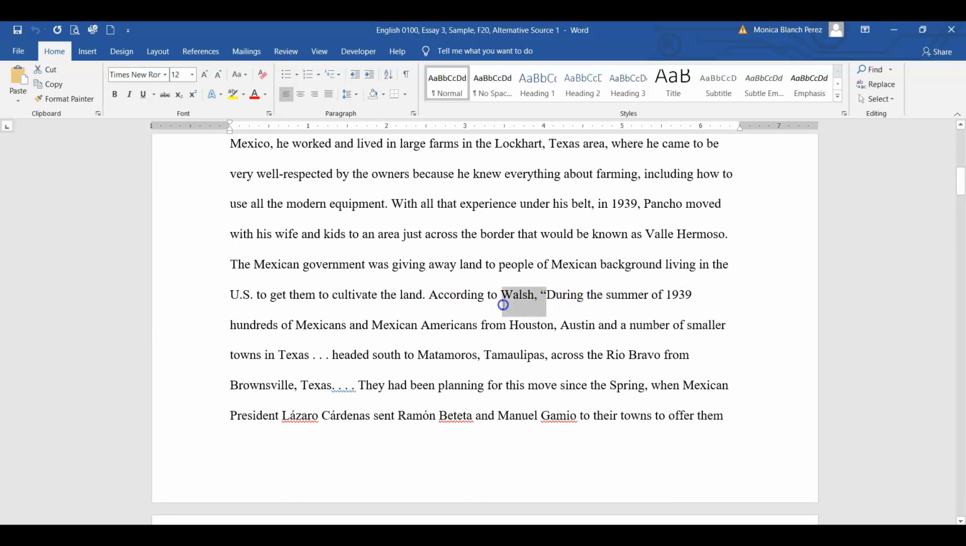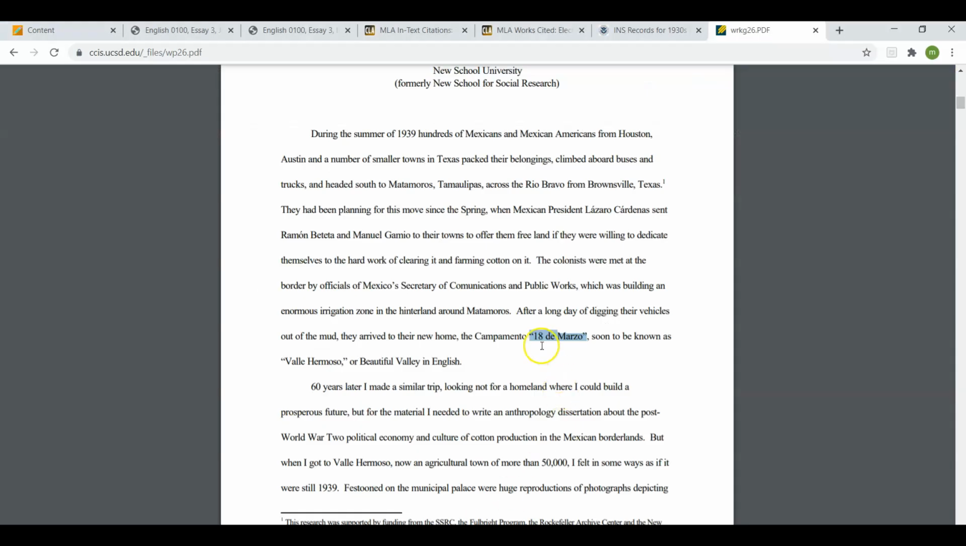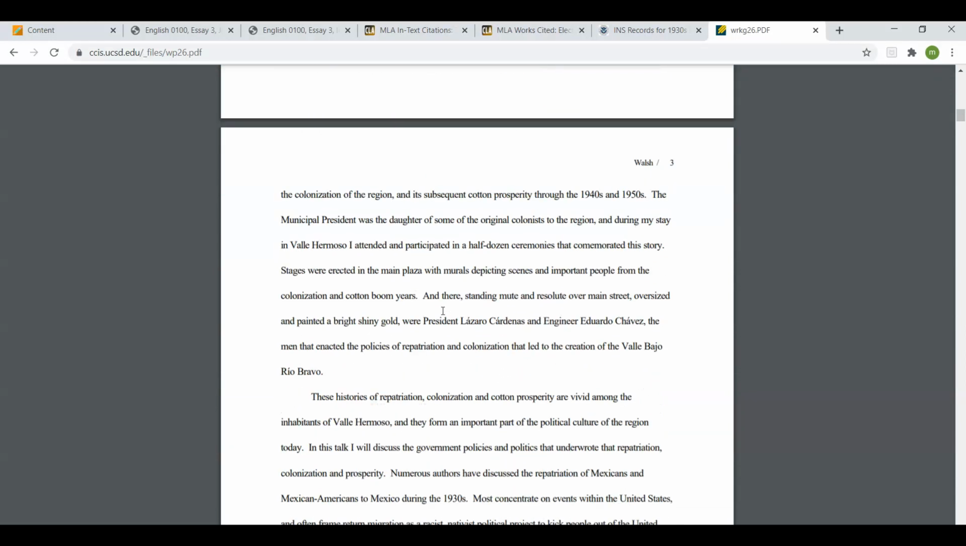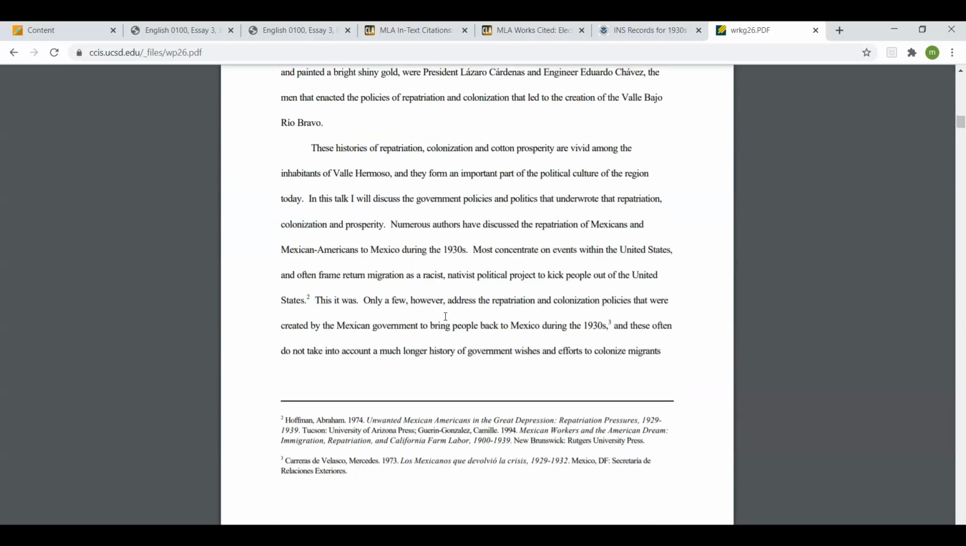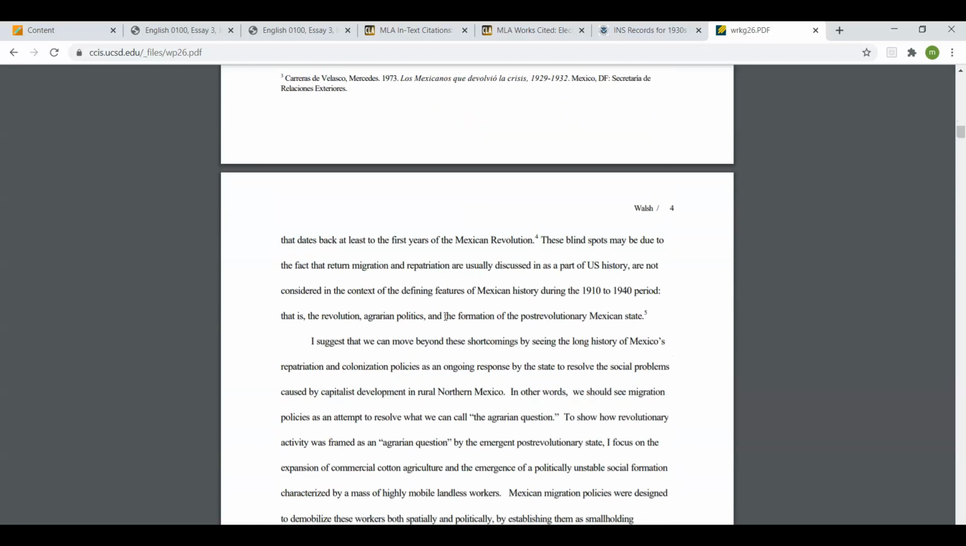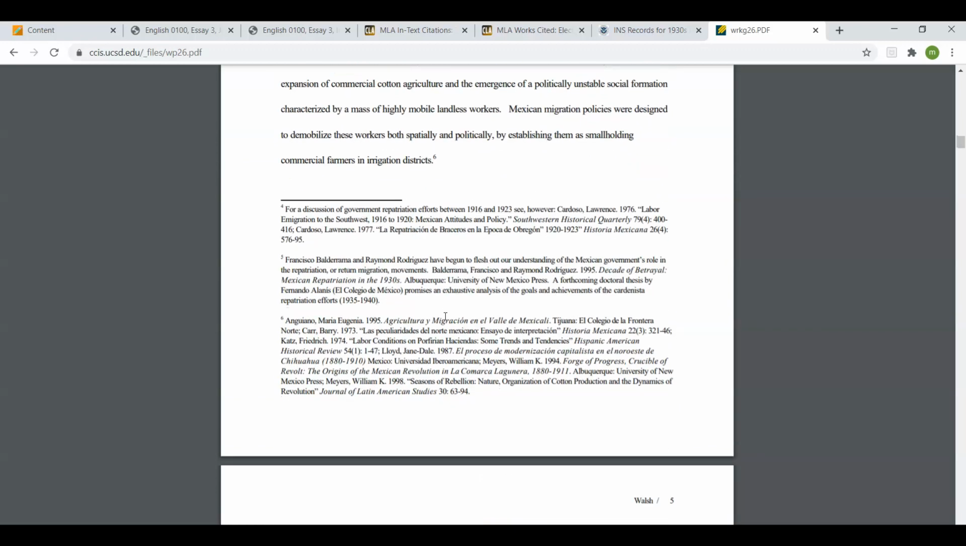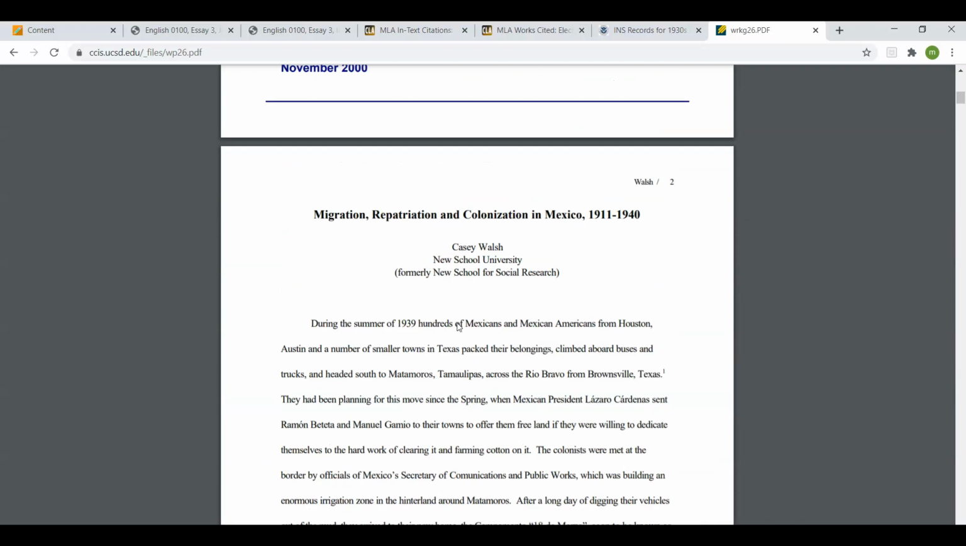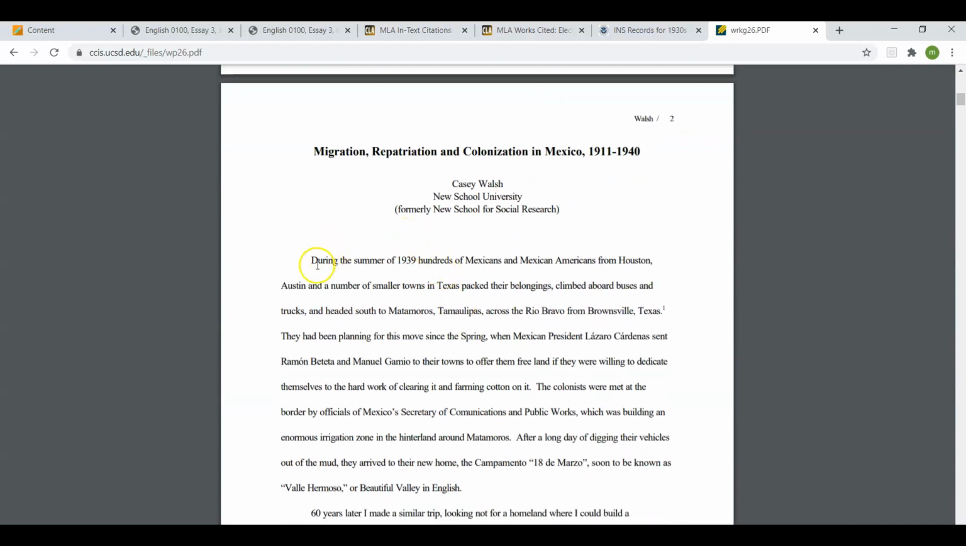During the summer of 1939, so that's what I'm looking for. That's what I got. During the summer of 1939, hundreds of Mexicans. Okay, so let's see, where is that part? During the summer of 1939, it wasn't too deep into the article. I might need to do a search. Oh, I'm sorry, it's right here at the beginning.